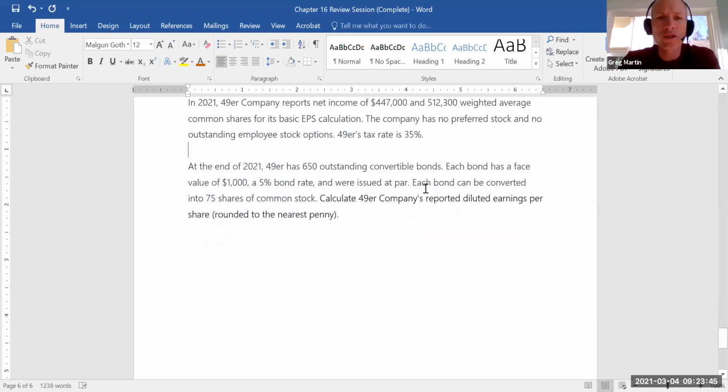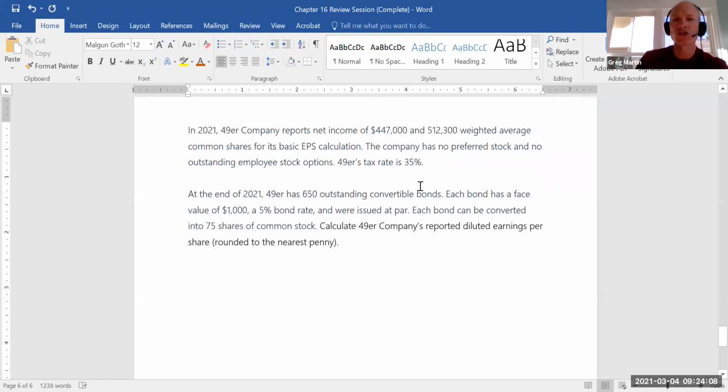At the end of 2021, 49er has 650 outstanding convertible bonds. Each bond has a face value of $1,000, a 5% bond rate, and were issued at par. Each bond can be converted into 75 shares of common stock. Calculate 49er Company's reported diluted earnings per share rounded to the nearest penny.